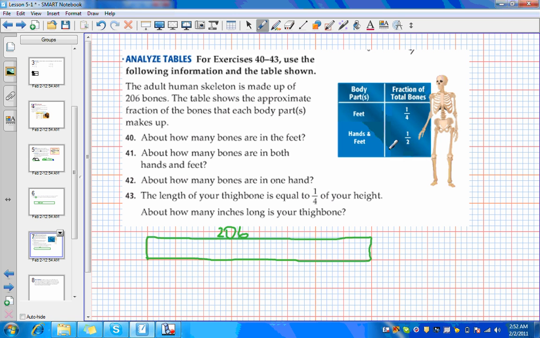So about how many would be in a quarter? And again, you can use another bar model for number 41, about how many bones are in both the hands and the feet. Now these are a little bit more challenging: about how many bones are in one hand. The length of your thigh bone is equal to half of your height. So about how many inches is your thigh bone? For this one, you could use your own height. Well, it's equal to about a quarter of your height. I'm sorry. So use your own height and then figure out what 1/4 of that would be.